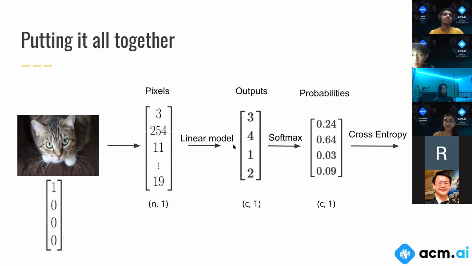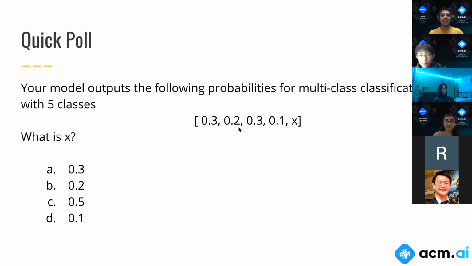All right. So now it's our actual quick poll, not a quicker poll. Our model has five classes, I can count. And so we return the following output of 0.3, 0.2, 0.3, 0.1, x for our 5 classes. And we want to ask you guys, what is x in this case, given these previous 4 values? Feel free to unmute or answer in chat.